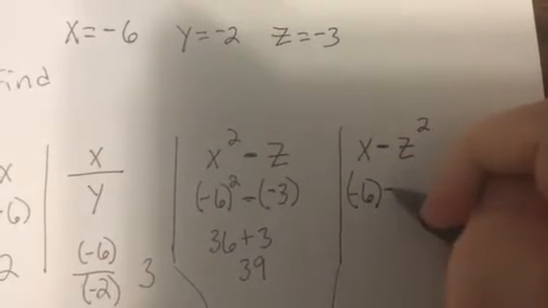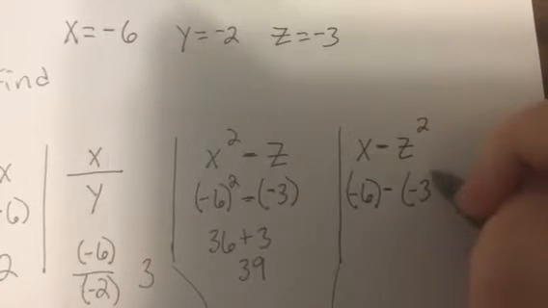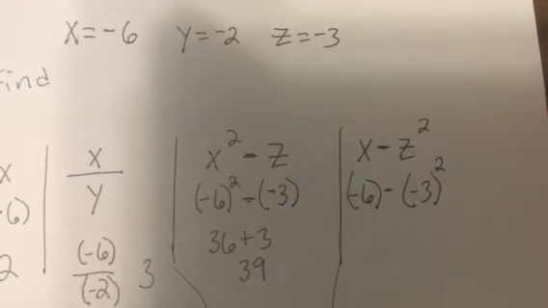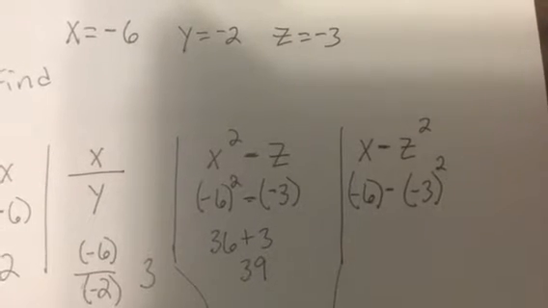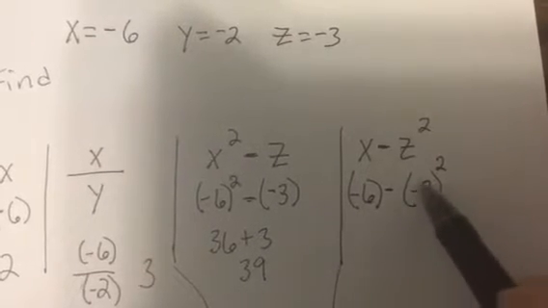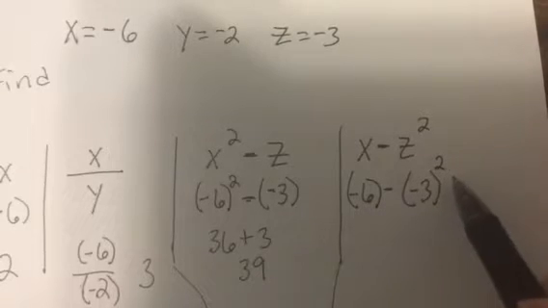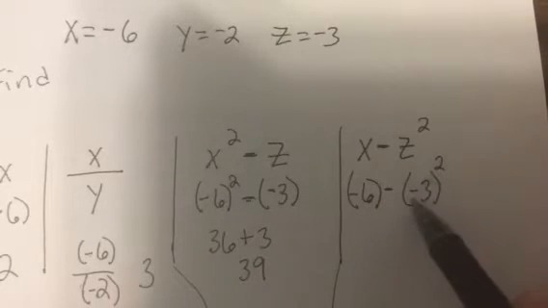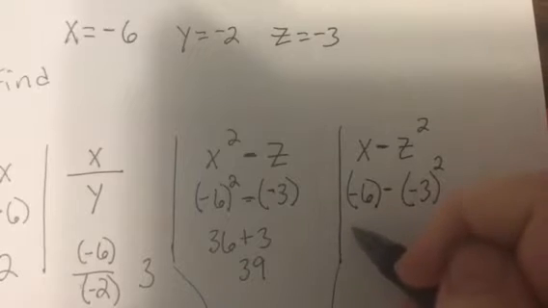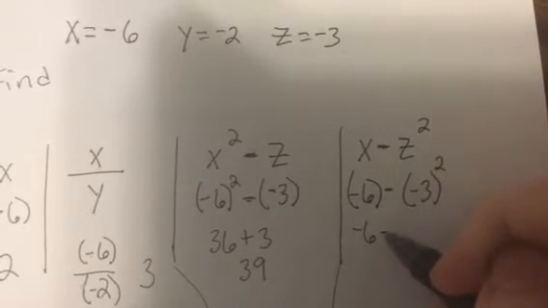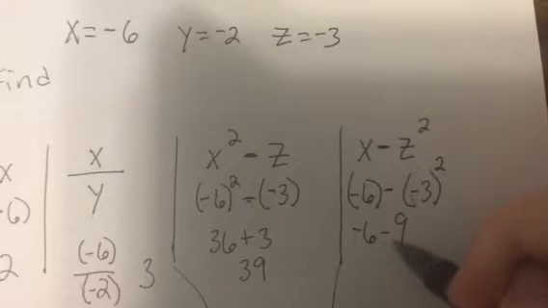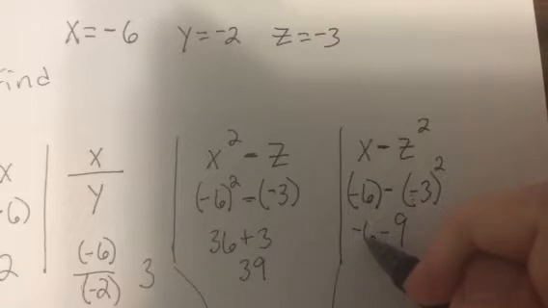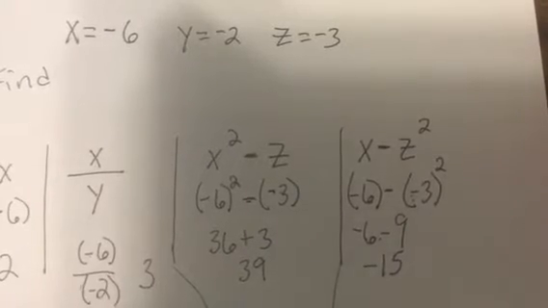-6 minus a -3. Now I have to tell you, my honors had a really hard time with this last week. So notice this is in parentheses. This is not affected by this because you got to square first, order of operations. So this would be -6 minus, just bring it down, -3 times -3 is 9. So I owe 6, I owe 9 more, so -15.